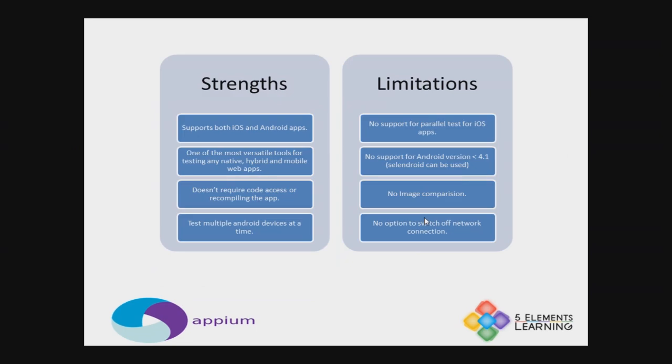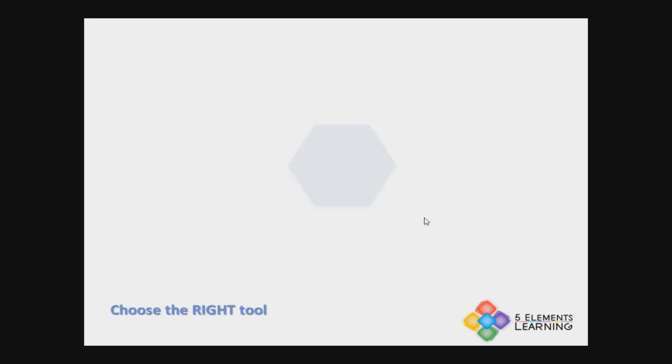The limitation is that you do not have parallel application testing available for iOS. You do not have support for Android less than 4.1, so you have to use Selendroid. There is no option of image comparison available, and there is no option to switch off the network connection. So how do we choose the right tool?